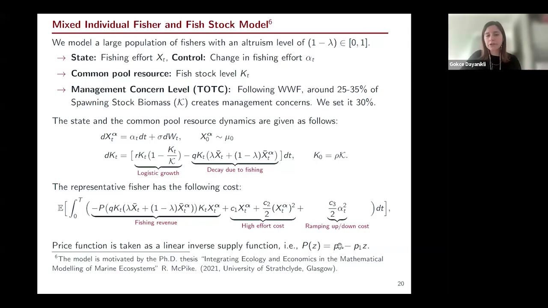So for the pricing function, we chose a linear inverse supply function where the price is affected by this thing in a negative way. So if there is more fishing, the price is going to be lower. If there is less fishing, the price is going to be higher.